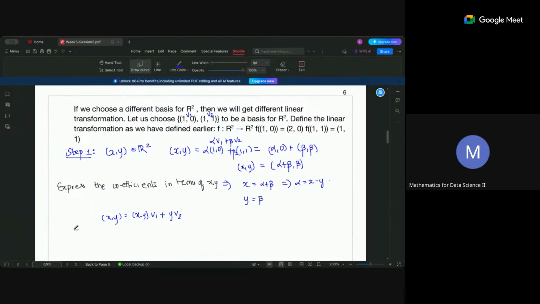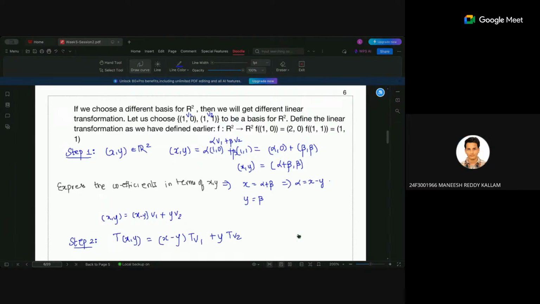Okay, fine. Now the next step, what is the next step? Applying the linear transformation. So you have (x minus y) times Tv1 plus y times Tv2. I have straight away applied the linearity property and wrote it. Is it fine or should I write the steps? If anyone doesn't understand how I wrote this straight away, please ask me. Is it clear or should I explain? Ma'am, could you please explain?